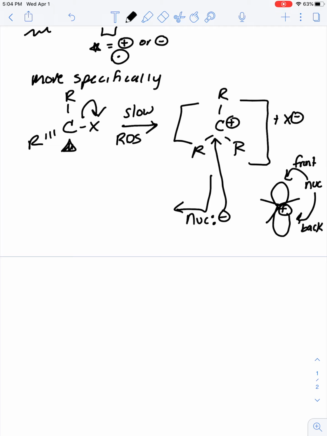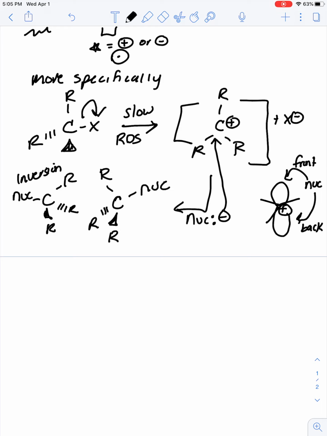So we will have two different types of products for SN1 reactions. We will have an inversion product, which we talked about with SN2 reactions. We will also have a retention product. So drawing those products here, we have our inversion, which is from our back attack, and we also have our retention product, coming from the front attack of that nucleophile onto that carbocation species.